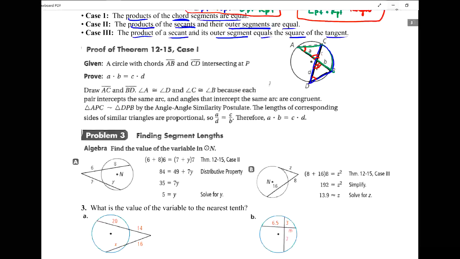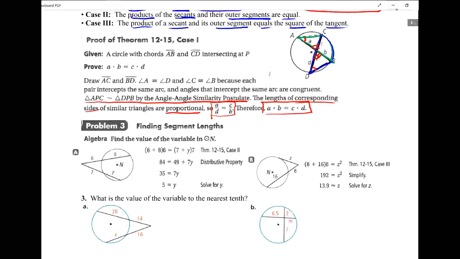So we can say that our triangles are similar. We don't have any lengths, but we can say they are similar. And we know that corresponding sides of similar triangles are proportional. So we can write this proportion here. And when we cross multiply, look at what we get. We get the formula from our first theorem up there.